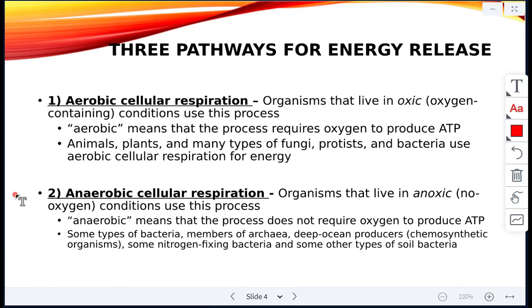There's another pathway, it's anaerobic. This means this process is not requiring oxygen to produce ATP, and this occurs in some types of bacteria, members of archaea, those deep ocean producers, those chemosynthetic organisms, some nitrogen fixing bacteria, and some other soil bacteria. So make sure you are familiar with those terms. Aerobic means oxygen is required, anaerobic means oxygen is not required.